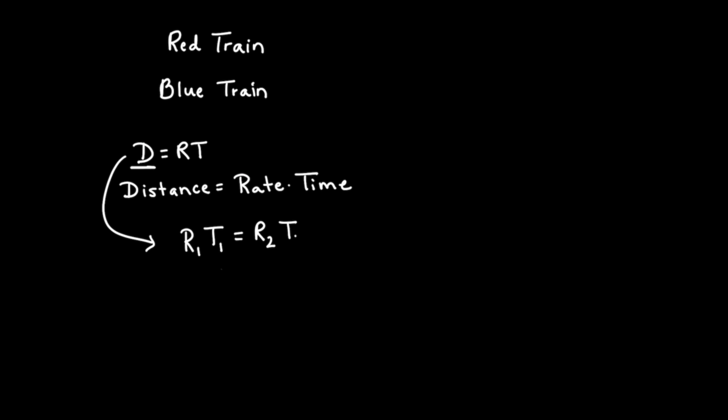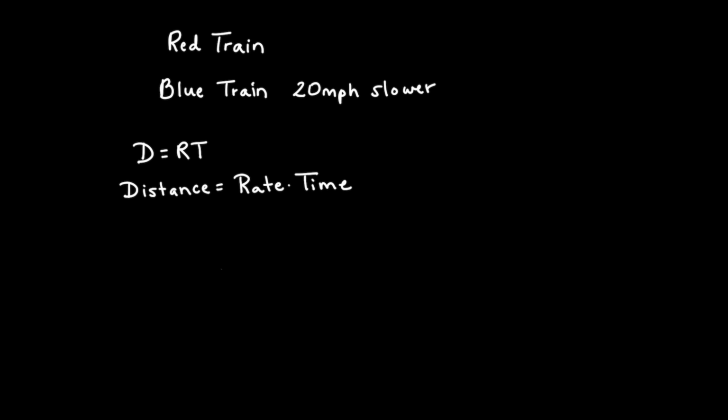And so since we have the same distance, we're again able to say R1 T1 equals R2 T2 if D1 equals D2, because they're equal to one another. You're essentially just setting them equal to one another to solve for one of those variables. So our blue train travels 20 miles per hour slower than the red train, and it takes 12 hours to get there, and it takes 8 hours for the red train to get to the same point.